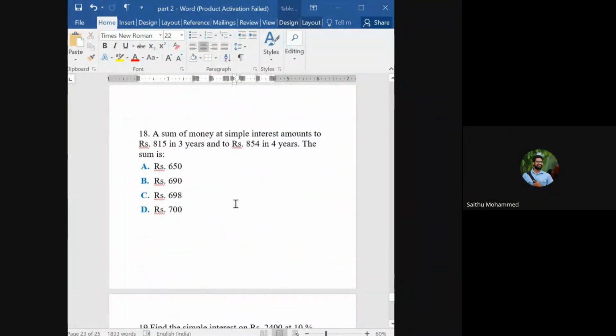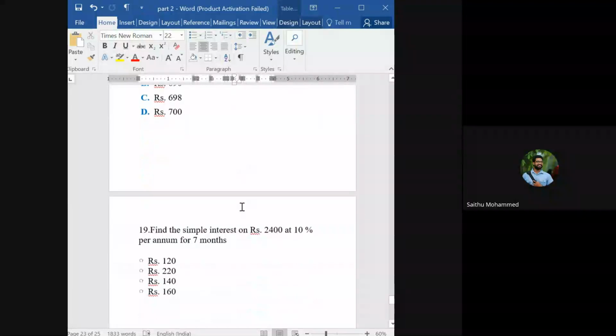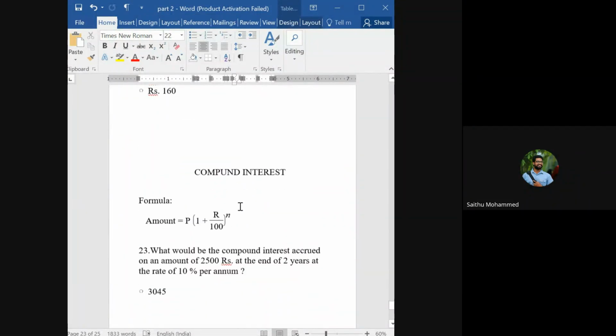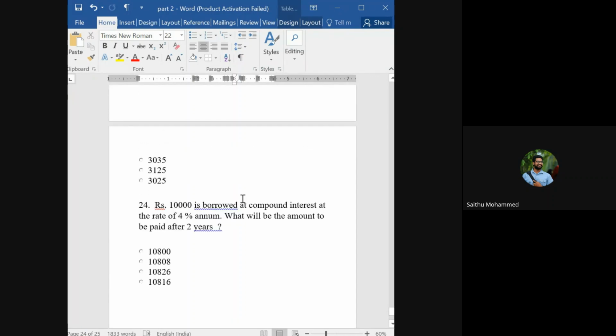I will be sharing the questions with the answers in the group later. So we are actually running out of time like anything. We have to start discussing data interpretation. Okay, so I will share that. You can learn from it. If you have any doubts, you may contact me. Okay, so we'll move on to data interpretation.